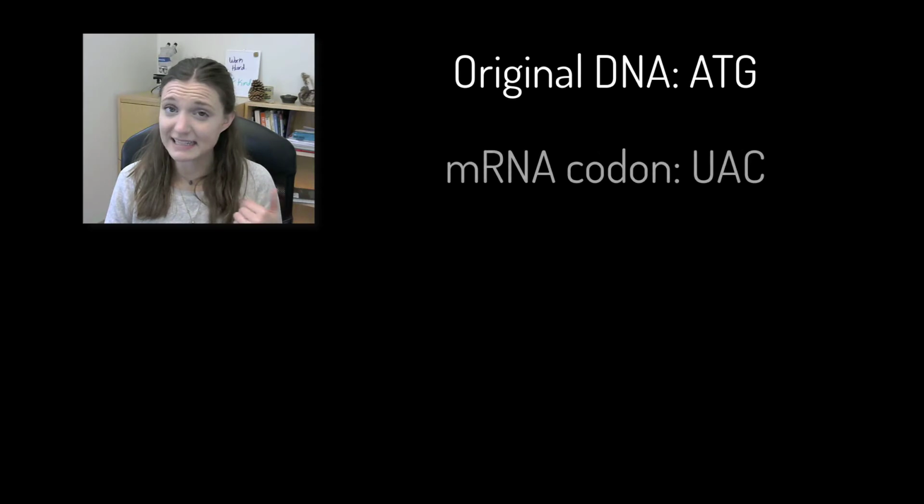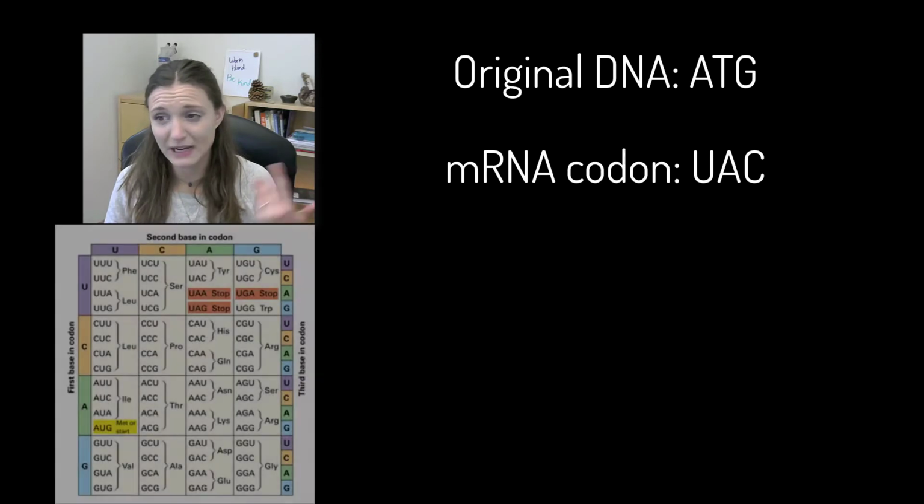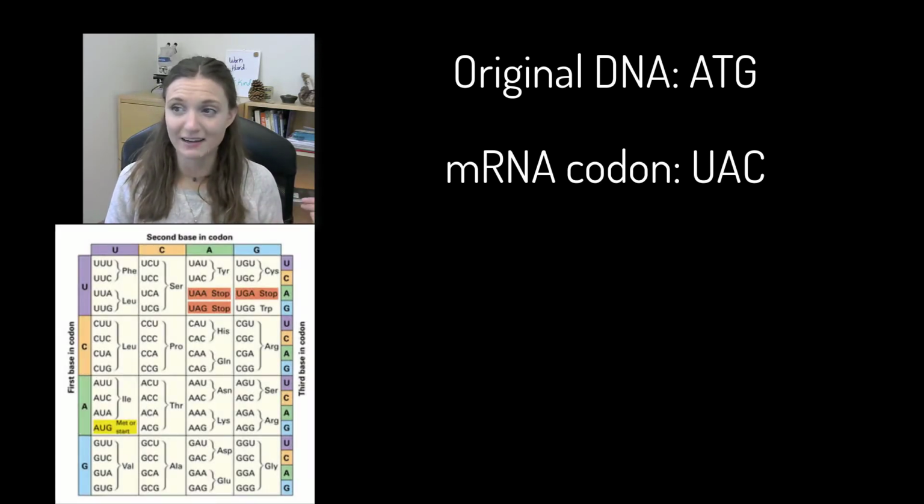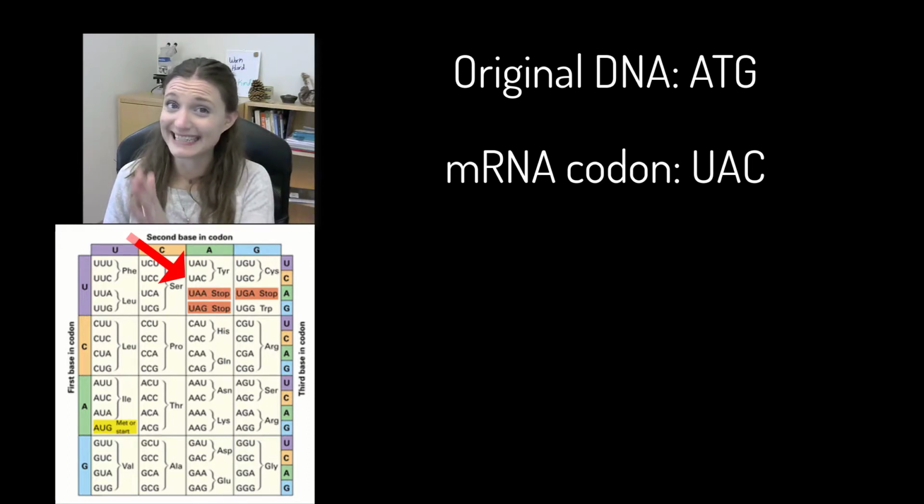So let's say we had a sequence of DNA originally that was supposed to be ATG. The original sequence was ATG. What would the mRNA codon be for that? UAC, right? If we look at our codon chart, UAC gives us the amino acid tyrosine. So DNA ATG, RNA UAC gives us the amino acid tyrosine.